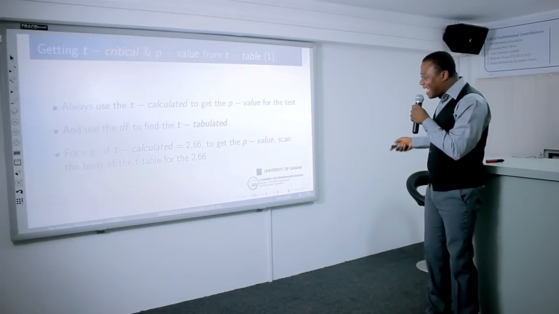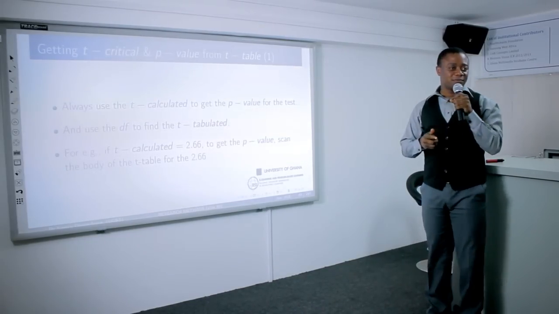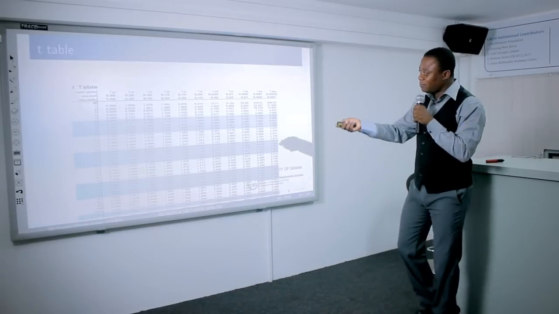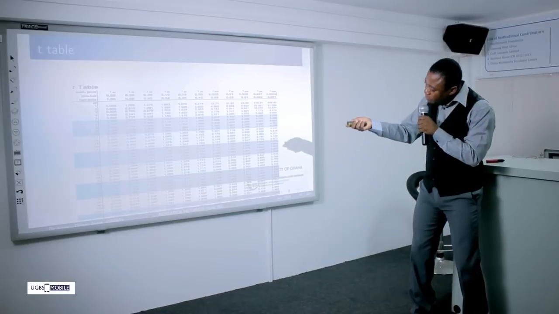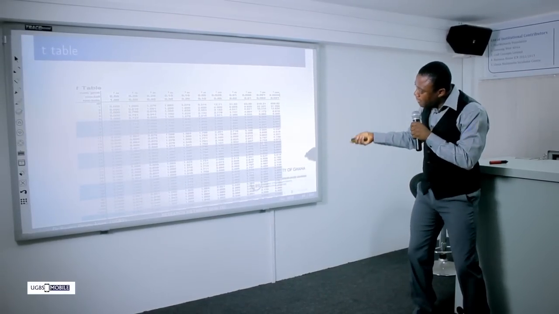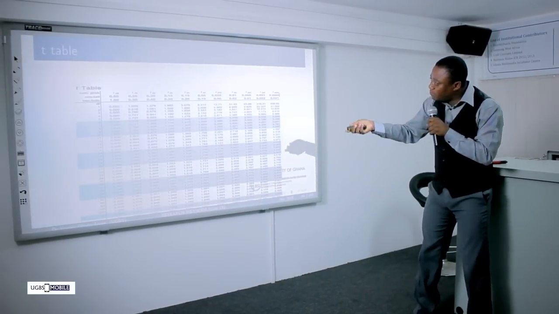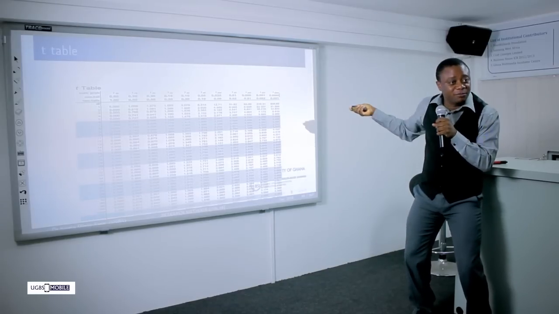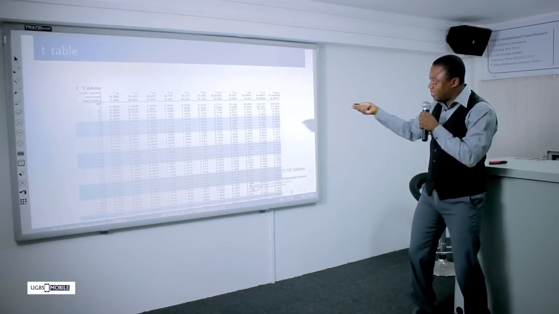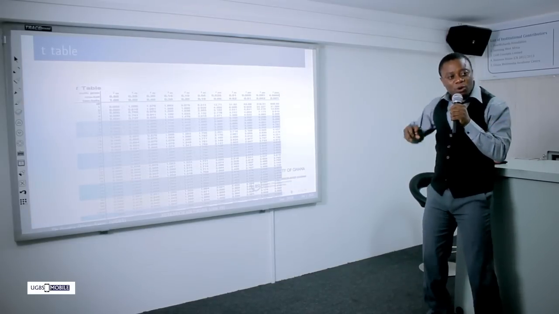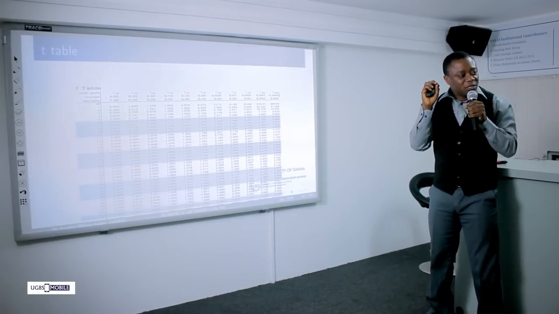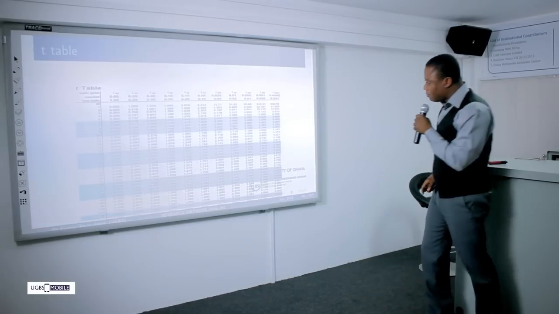Well, scan the body of the table. This is a table. I call it a swimming pool. The whole table is here, and this is the body of the table. I'm not talking about the edges of the table. I'm talking about the entire body of the table here. I'm going to scan for that value of 2.66. How do you get it?